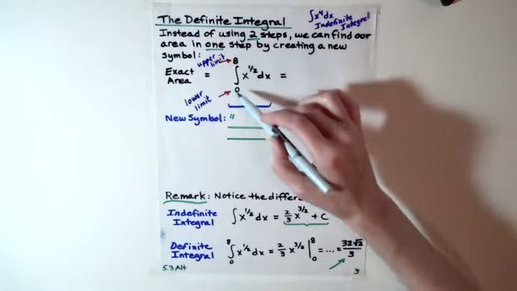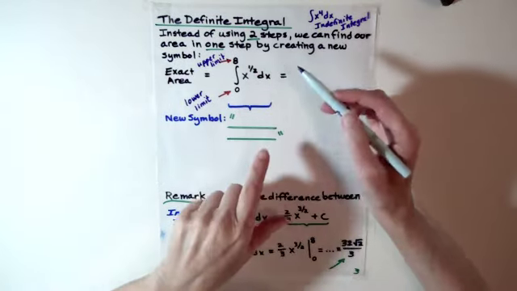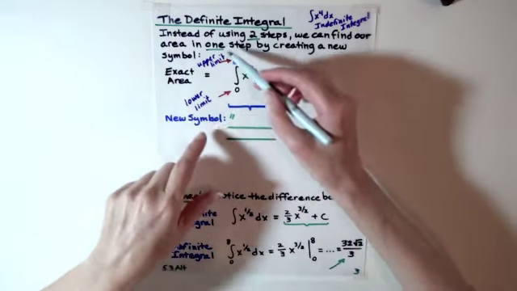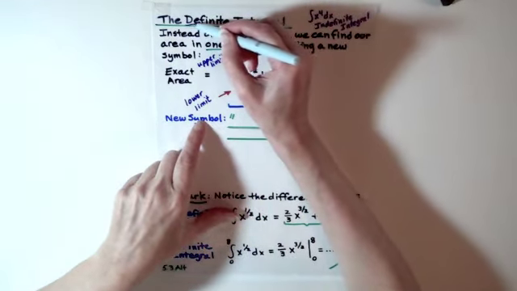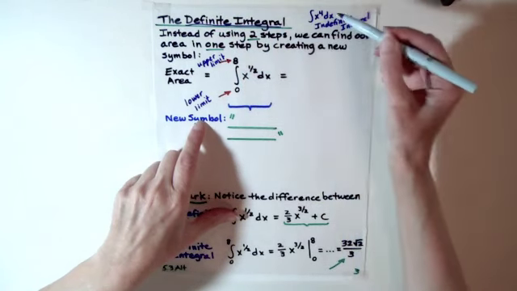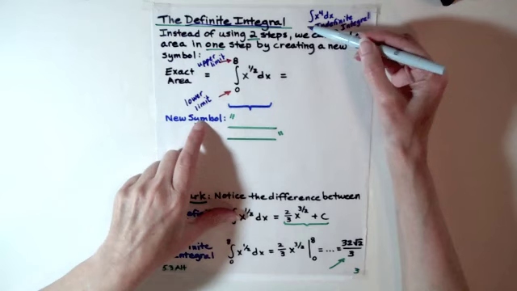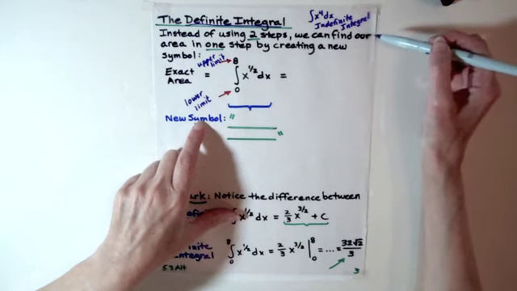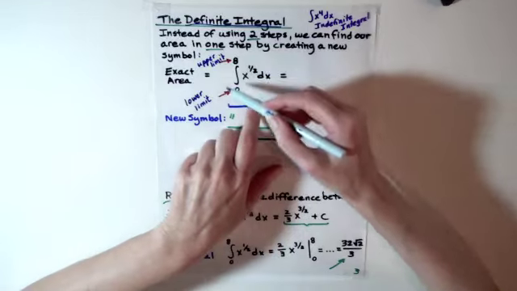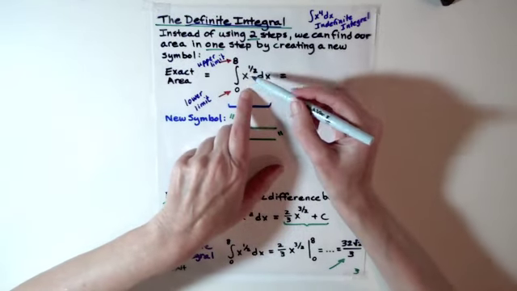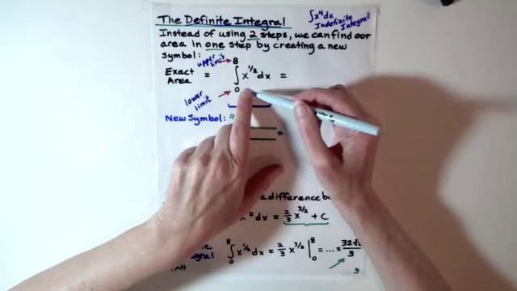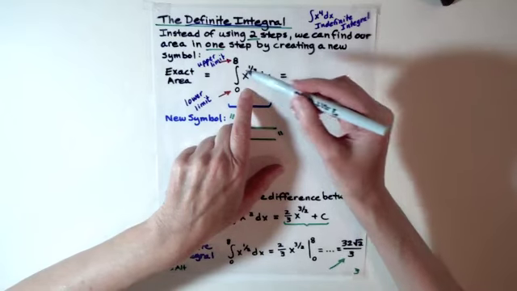And so we combine all our information in one new symbol, and that new symbol as a whole is referred to as a definite integral, versus this type that doesn't have a lower and upper limit, which is called an indefinite integral. Okay, let's see how this new notation works. What we do is we essentially do step 1 and step 2 all in one step.